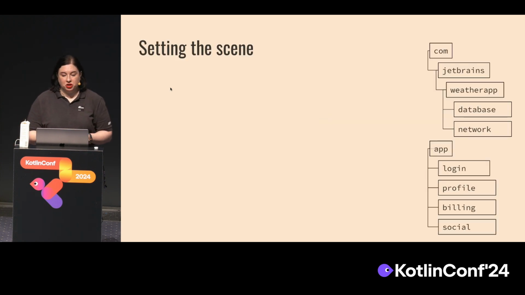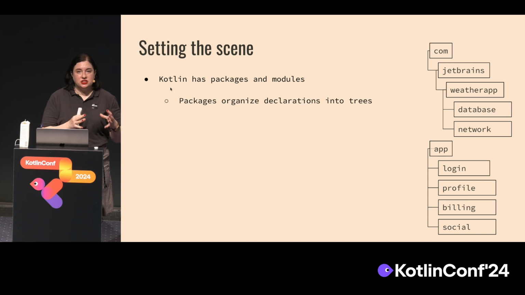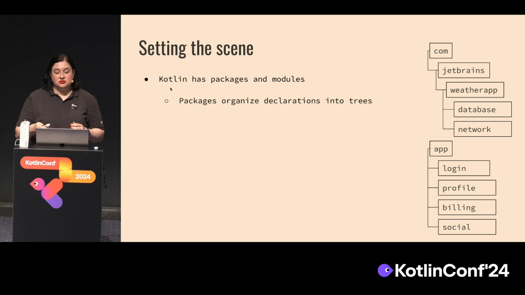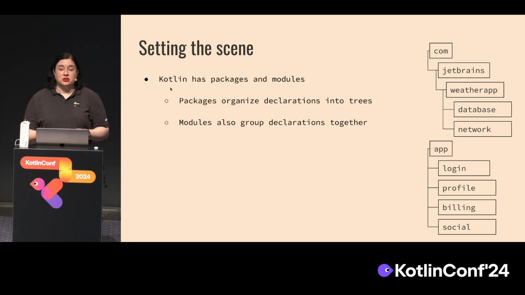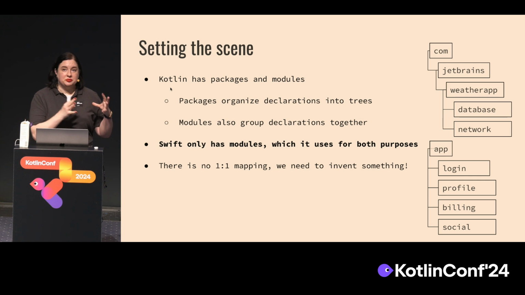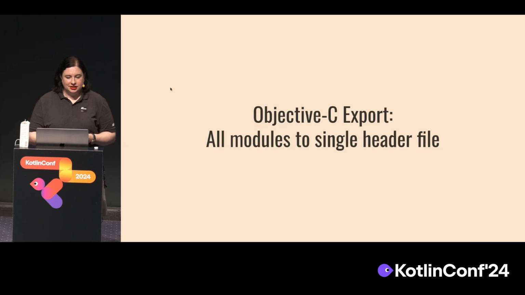So let's define the problem. Kotlin has packages and modules, and packages organize declarations into trees, and so do modules, but on a larger scale. This is in contrast with Swift, which only has modules, which it uses for both purposes. So there is no one-to-one mapping between Kotlin's packages and modules and Swift's modules. We'll have to invent something. We'll have to get creative.